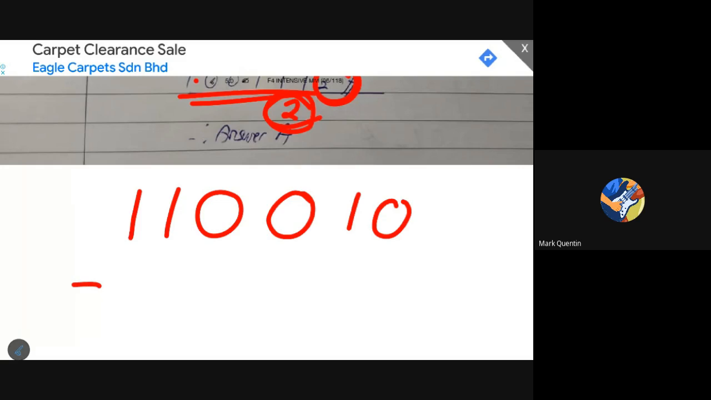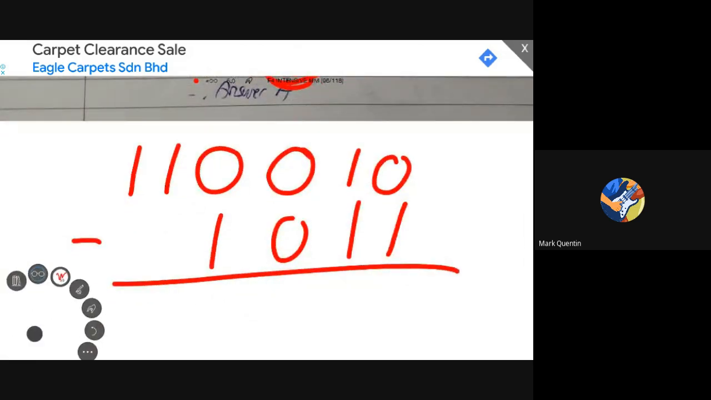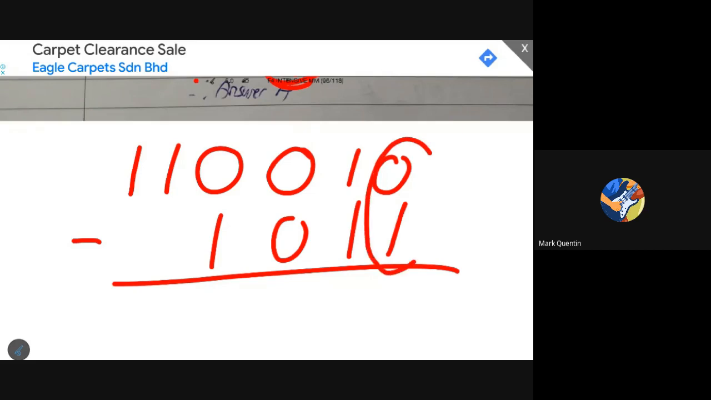So this one is 1011. Okay. How to minus these two numbers? Macam mana nak tolak dua nombor ni? Kalau dalam asas 2. So Jody, can I minus these two numbers directly? Yes or no? No. Okay. So what do we do if we cannot minus directly? What is the step? What action should I do?